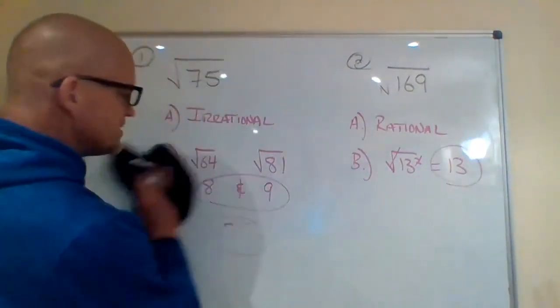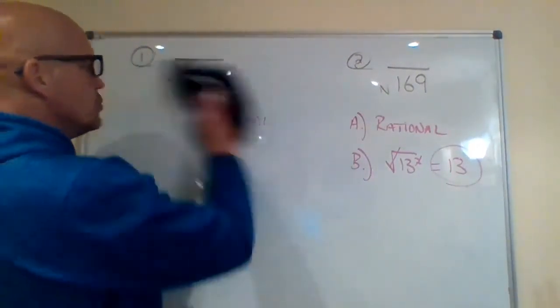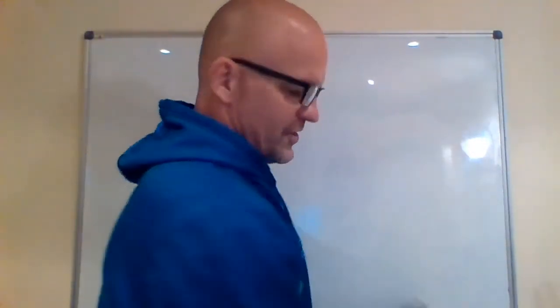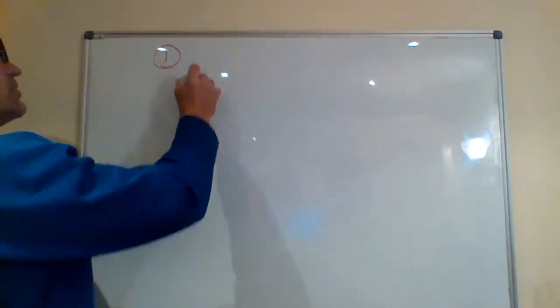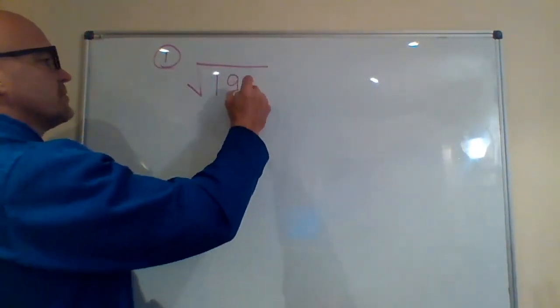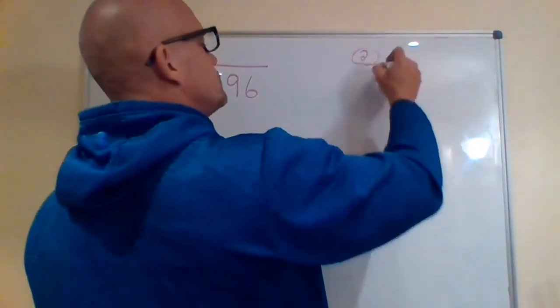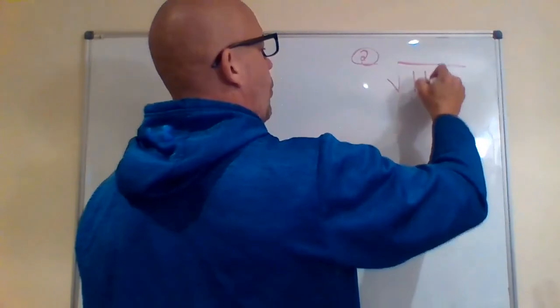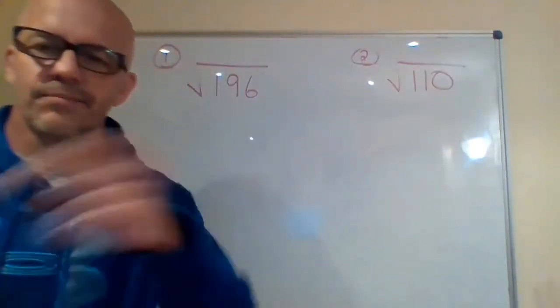Let's put two examples up here and let's have you do them. And as you can probably predict, one's going to be rational, one isn't. So here we go. Your examples that I would like you to try. Let's do the square root of, let's go with 196. And let's go with, we'll do two 3-digit numbers. Let's do the square root of 110. Go ahead, pause the video, give it a whirl.